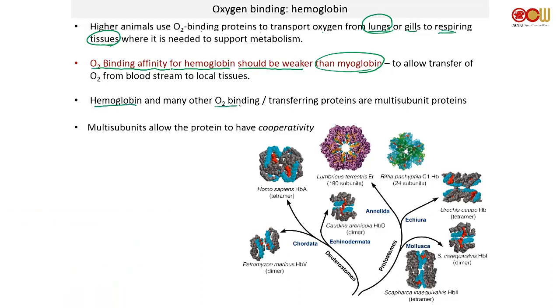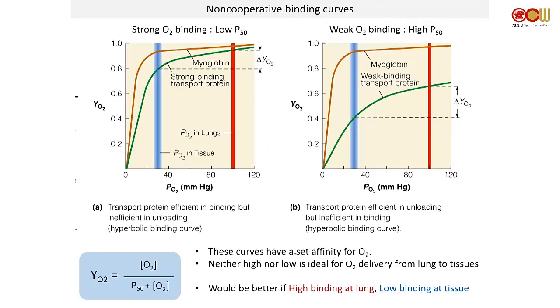So hemoglobin and many other O2 binding or transferring proteins are usually multi-subunit proteins. And multi-subunits basically means quaternary structure, which allows the protein to have cooperativity. We'll talk about cooperativity today. So obviously you see how between different organisms you can have different large multi-subunit proteins that interact with molecular oxygen. Now, here we have two possible scenarios.